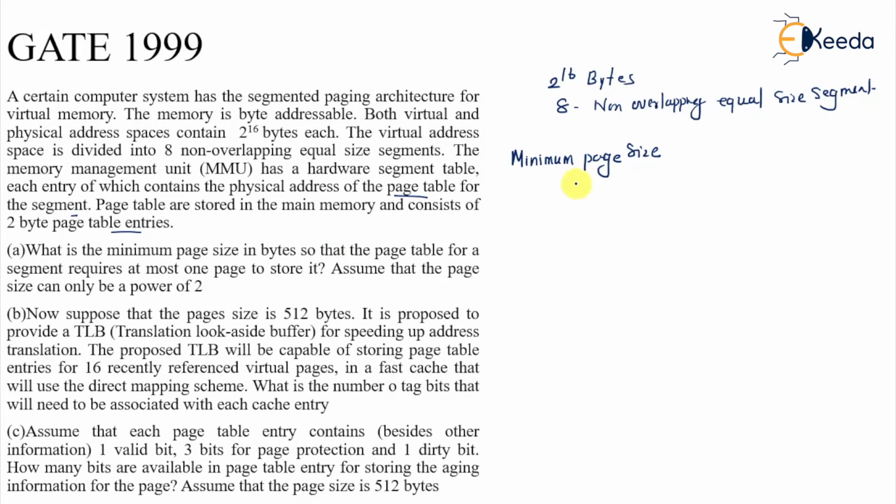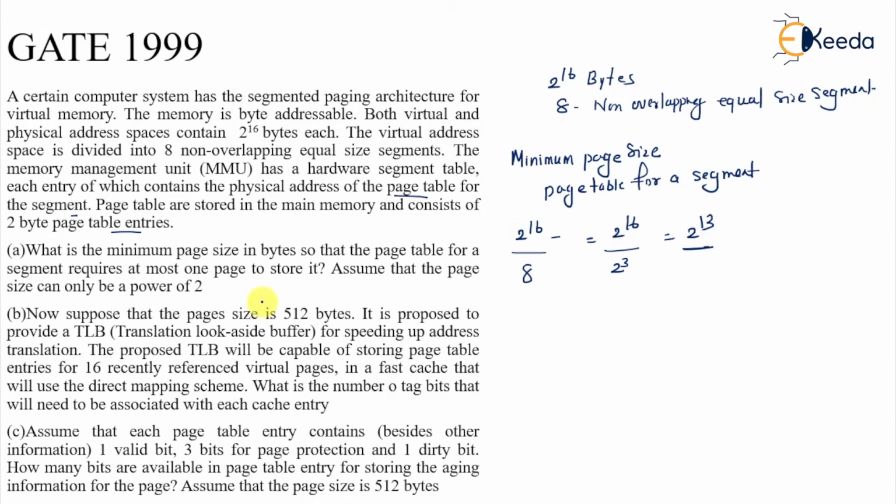So, the page table for a segment. Assume the size of the page; what should the page size be? It's not given to us. Now, for one segment size: there are 8 segments, and 2 to the power 16 is the total virtual memory size, so that becomes 2 to the power 16 divided by 2 to the power 3. One segment size will be 2 to the power 13.